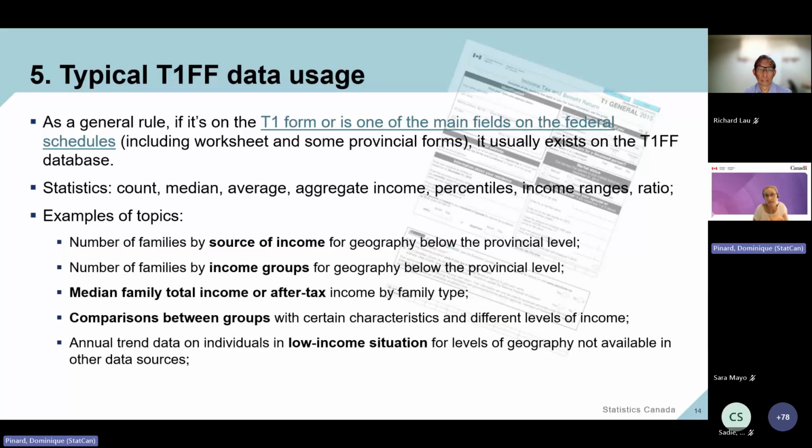You could be interested in doing comparisons between groups with certain characteristics, for example, lone parent families with two kids compared to couple families with two kids. The other thing you could do with TIFF is look at trends on data on individuals in low income situations for various levels of geography, various family types and sizes, and age groups. So those are some of the usages that can be done.